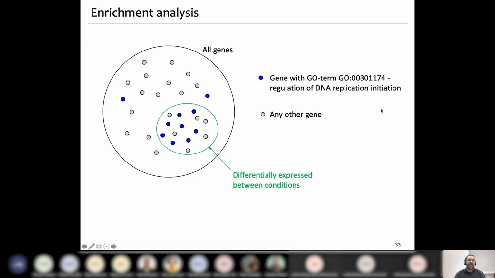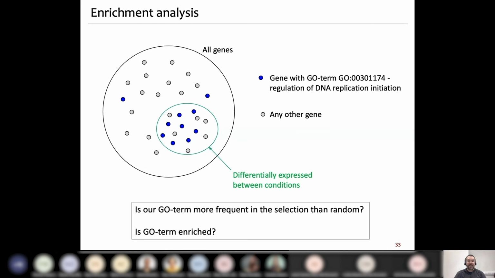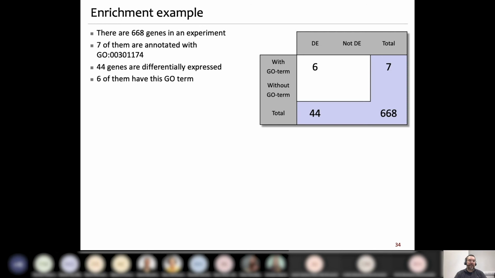Now imagine you perform an experiment in which you do differential expression between two conditions, for example, wild type and a knockout. And you want to find out whether these changing genes are preferentially annotated by this GO term, or in other words, they are functionally enriched. The question is, is our GO term more frequent in the selection than in a random selection? Or in other words, is this GO term enriched? And we can do it using a contingency table and Fisher's test.